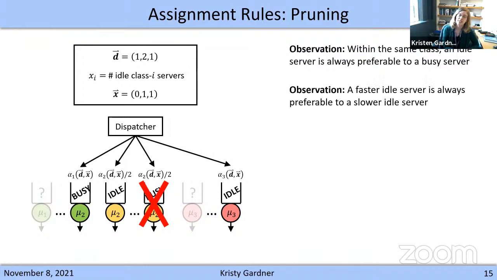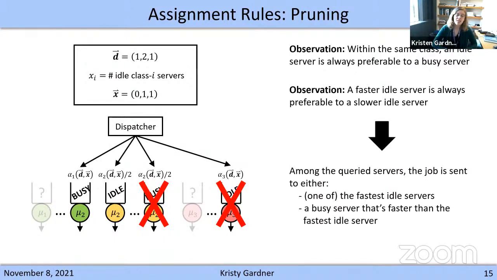My second observation is that a faster idle server is always preferable to a slower idle server. So I have an idle medium speed server and an idle slow server in this picture. Our job is going to be happier if we send it to the faster idle server. And so in this example, I can eliminate this slow idle server from consideration. What we end up with is that among our queried servers, we are always going to want to choose to send our job to either one of the fastest idle servers or to a busy server that's faster than the fastest idle server. And that's in fact the set of servers that we've ended up with after pruning this example.